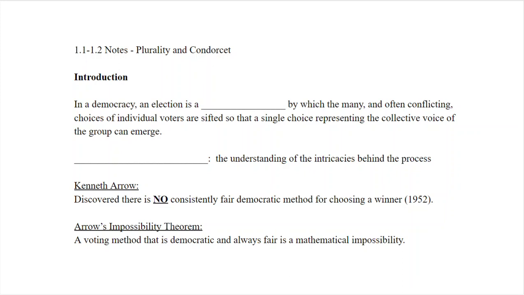We are going to start out our unit on elections by talking about plurality, which is arguably the simplest of the voting methods, and Condorcet. So first of all, in a democracy, an election is a method by which the many and often conflicting choices of individual voters are sifted so that a single choice representing the collective voice of the group can emerge.